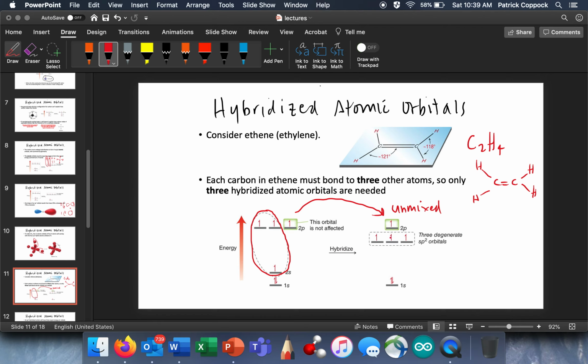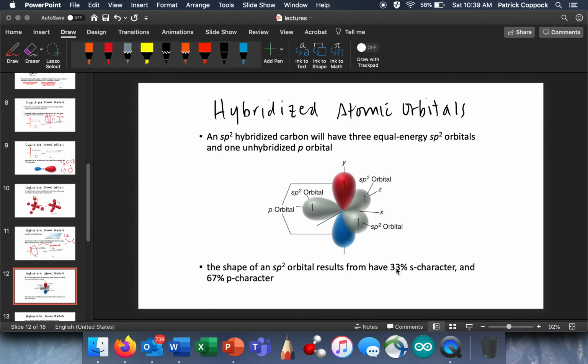We'll be doing this over and over and over again this semester, okay? Each carbon in ethene, or ethylene, must bond to 3 other atoms. So that's where we get these 3 bonds. That's why we need these 3 bonds, and that's why we pull those out, okay? Now, an sp2 hybridized carbon is going to have 3 equal energy sp2 orbitals, which we saw in the last slide, and 1 unhybridized p orbital, which we saw in the last slide. Okay, so here's our unhybridized p orbital, and here are our sp2s.